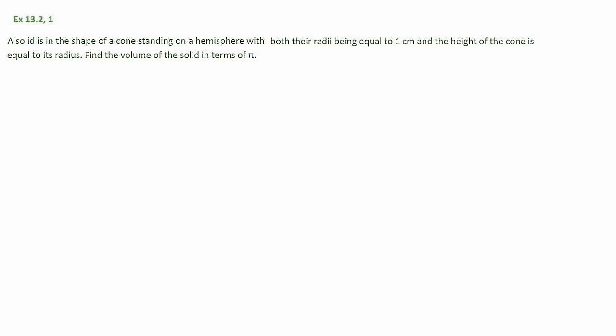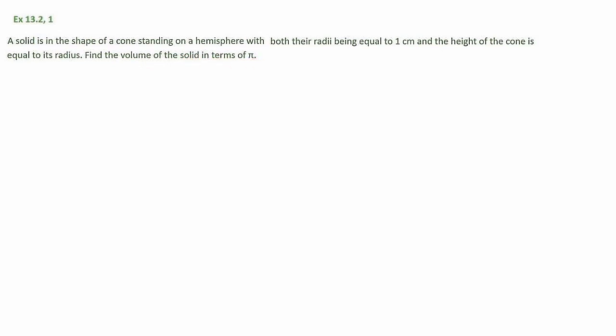Let's go through the question once again. A solid is in the shape of a cone standing on a hemisphere with both their radii being equal to 1 centimeter. Means the shape is a cone standing on a hemisphere and the radii is equal to 1 centimeter and the height of the cone is equal to its radius. Height is equal to the radius. Find the volume of the solid in terms of pi.